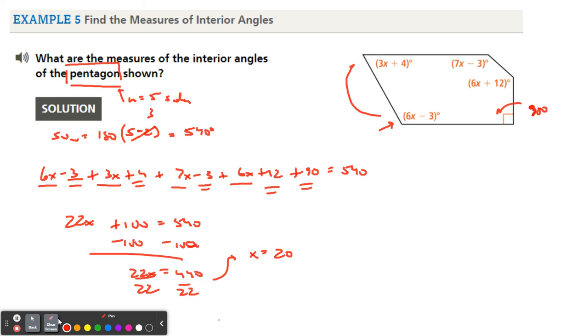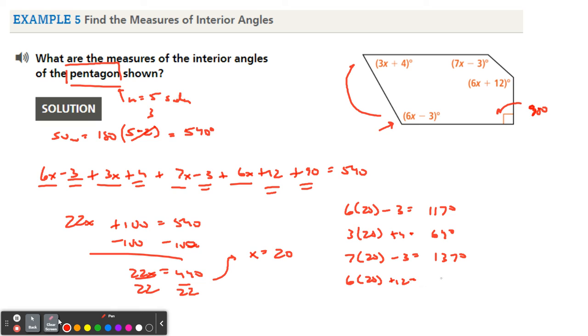So now it wants to know the measure of all the interior angles. So here we go. Let's just plug it in. So 6 times 20 minus 3. That's 120 minus 3, which is 117. 3 times 20 plus 4, that's 60 plus 4, which is 64. 7 times 20 minus 3, that's 140 minus 3 is 137. 6 times 20 plus 12, that's 120 plus 12, which is 132. And then, of course, the last angle was 90 degrees.